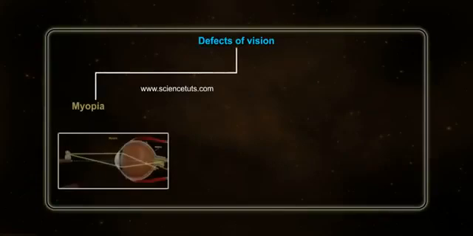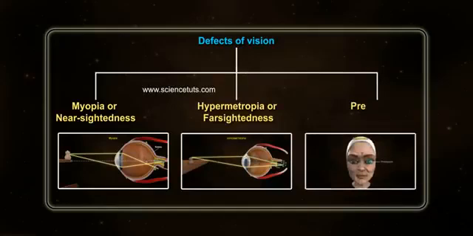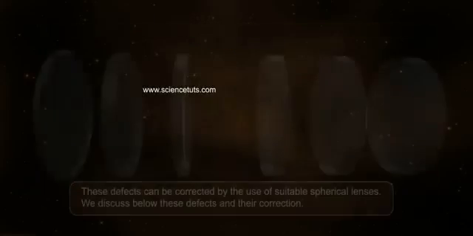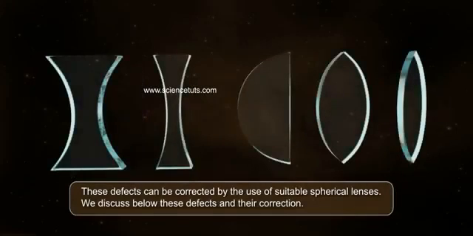These are 1. Myopia or nearsightedness. 2. Hypermetropia or farsightedness. And 3. Presbyopia. These defects can be corrected by the use of suitable spherical lenses. We discuss below these defects and their correction.